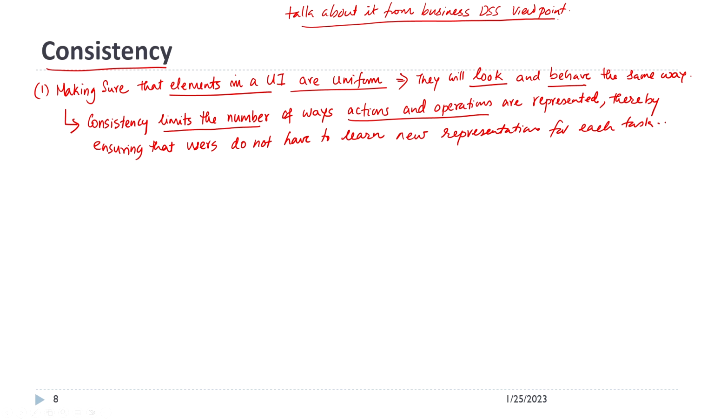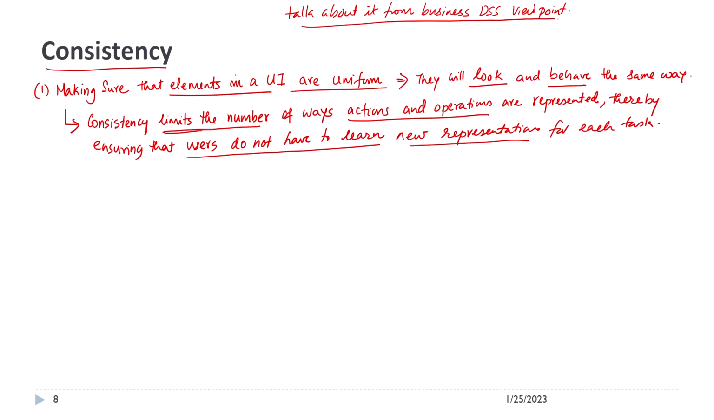So, the cognitive load you are trying to reduce, that is what people sometimes call it, consistency helps you. The user does not have to keep on learning new representations for each task. Once you learn a button is to be clicked, that is it. If a text box is there and you need to type text in, that is it, type text in. You would not look for clicking in the text box. So, by seriously limiting the number of ways actions and operations are represented, you ensure that the learning associated with each task is significantly reduced.